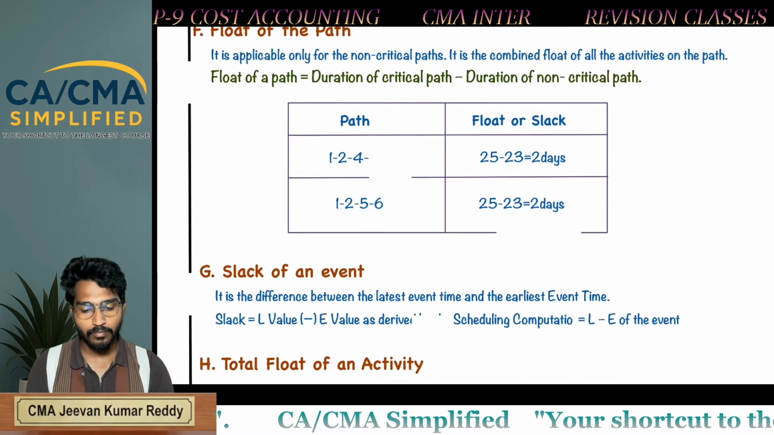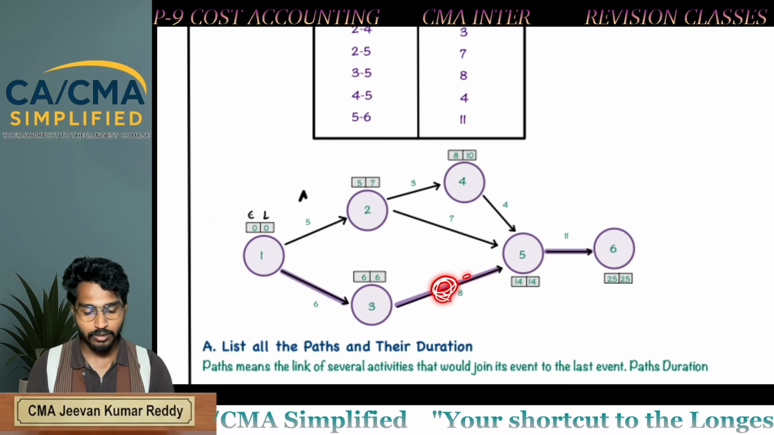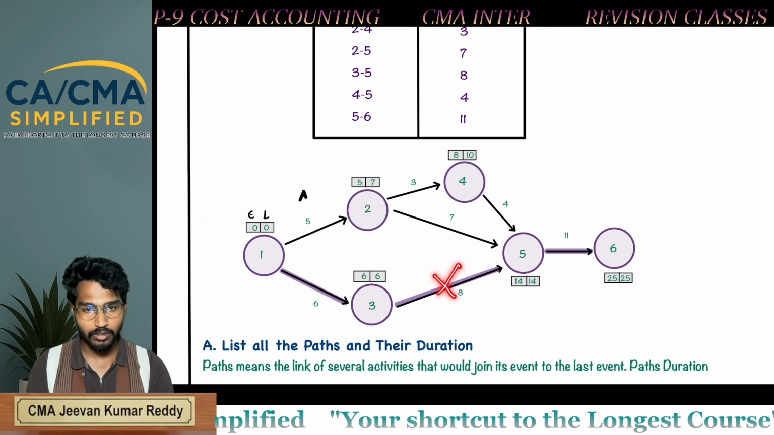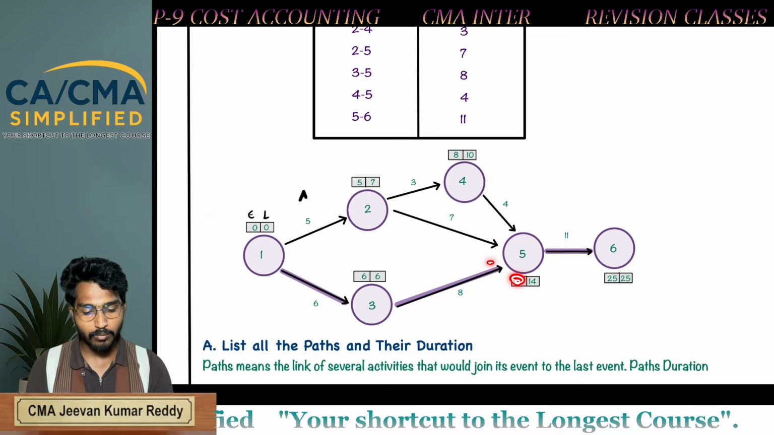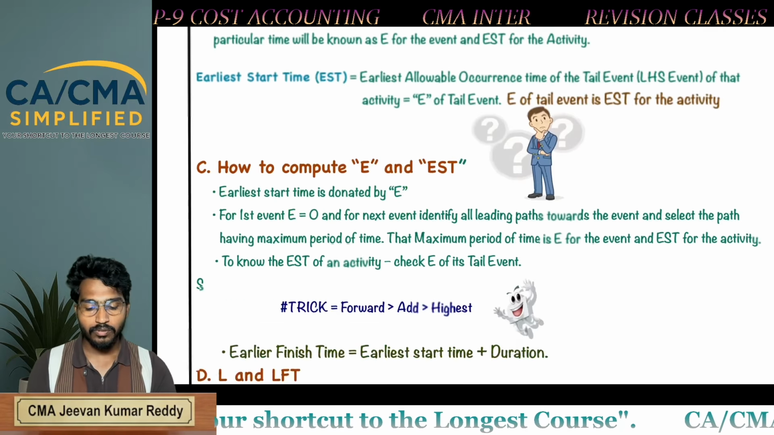That means you can delay this activity, but the delay that is caused in this particular activity must not affect the start time of this particular activity. That is your free float.